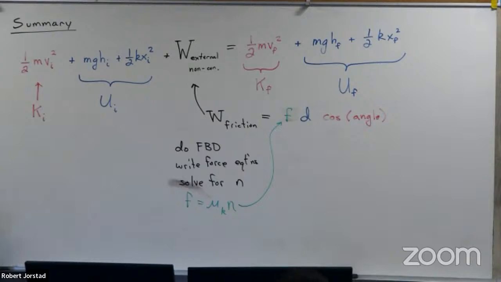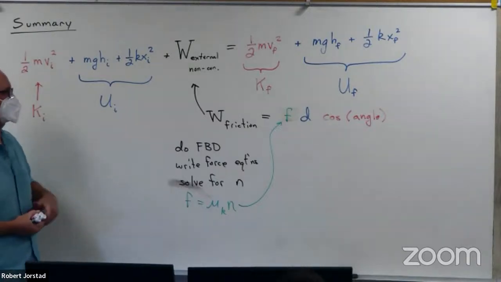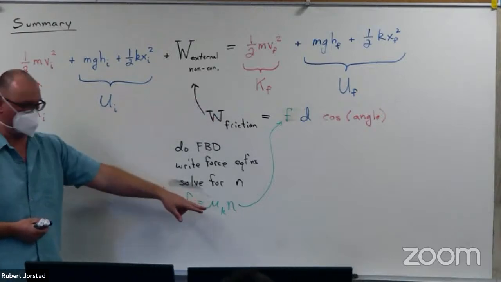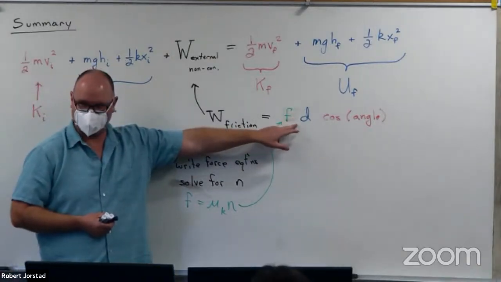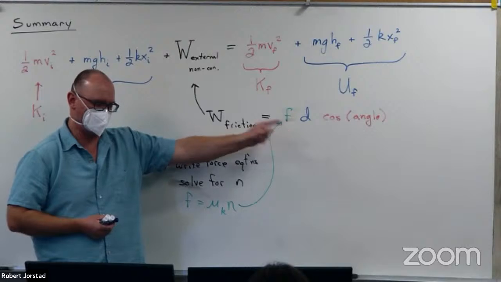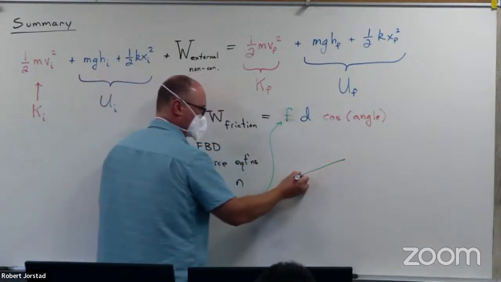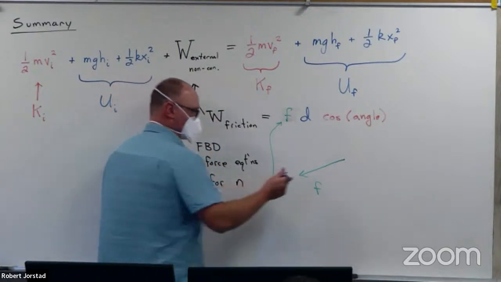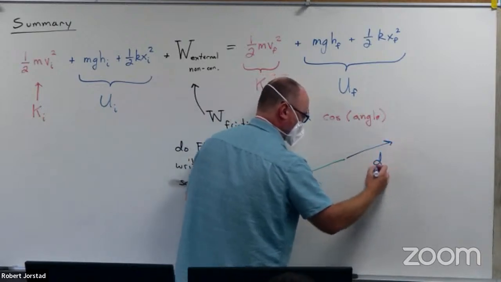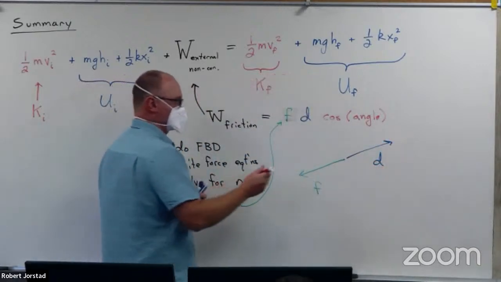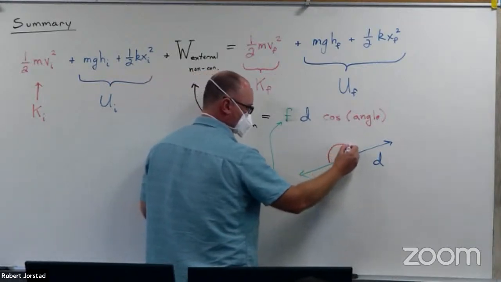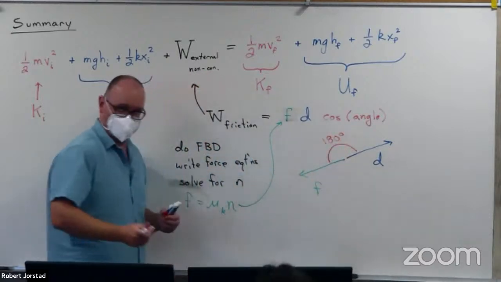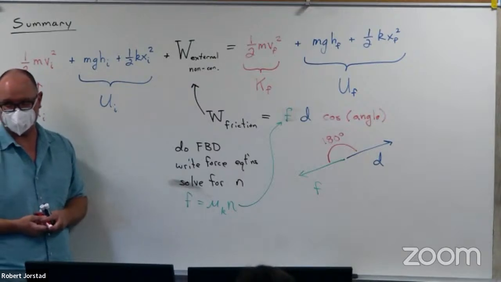So in practice, this is how you're going to do the problem. If there's friction, we do an FBD. We write the force equations, get N, sub into F equals mu N. Then we do this. When we did this part of the problem, does anybody remember what was the next step that I did? Draw a picture. Friction goes this way. Now, this is not always true, but it's almost always going to look like this. Usually, what's the angle between friction and your displacement? Usually. This is not always true, but it's almost always true.